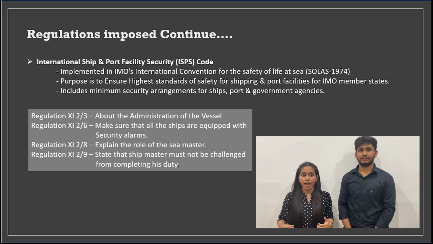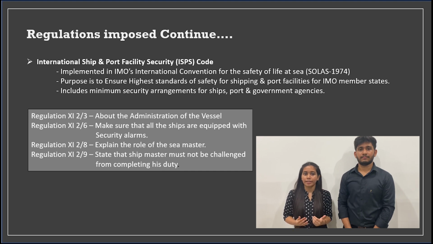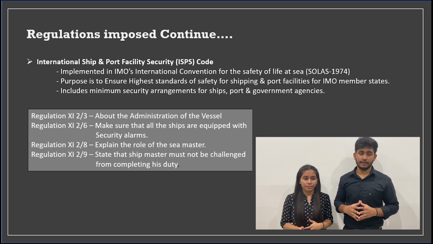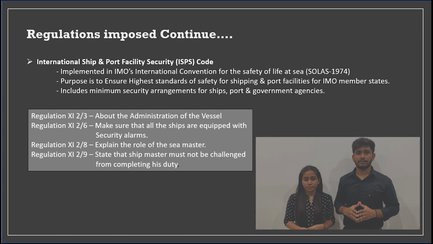Now we are going to talk about ISPS. ISPS stands for International Ship and Port Facility Security Code. This includes minimum security arrangements for ships, ports and government agencies. There are a few regulations implemented by ISPS to deter piracy. This has been implemented through Chapter 11-2. Regulation 11-2/3 says the administration of the vessel should establish a proper security level, Regulation 11-2/6 says standards to make sure that all ships are equipped with a ship security alert system, and Regulation 11-2/8 says establishment of the role of the ship's masters.